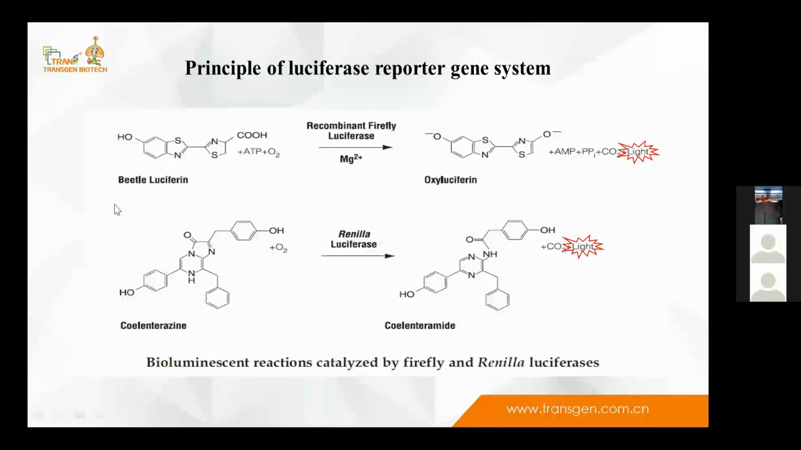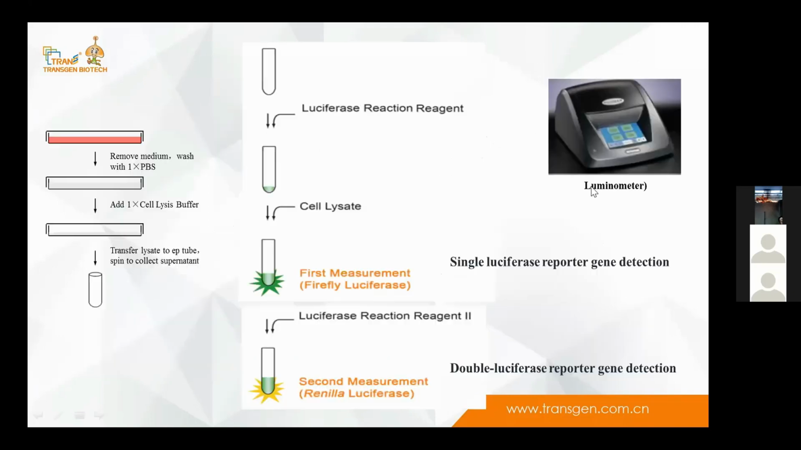This is the principle of the luciferase reporter gene system. Different substrates react with the recombinant firefly luciferase and also the Renilla luciferase. And then the reaction will create different light waves, different colors of light. It will be detected by the machine we call the luminometer, which can detect different kinds of light to show the signals of the firefly luciferase and the Renilla luciferase.